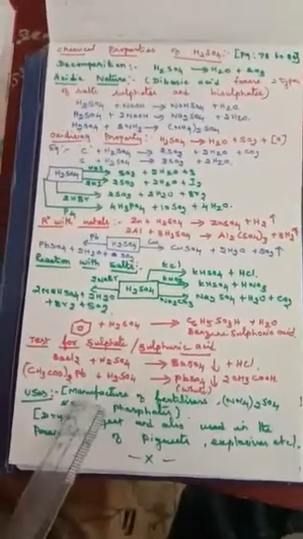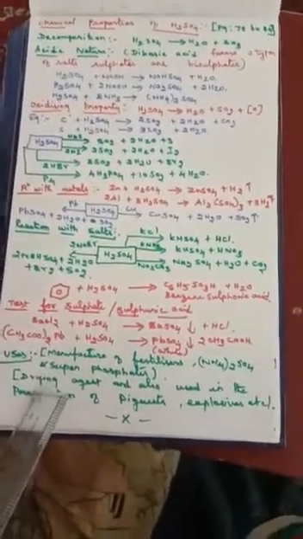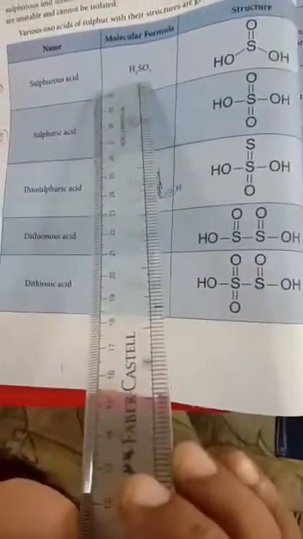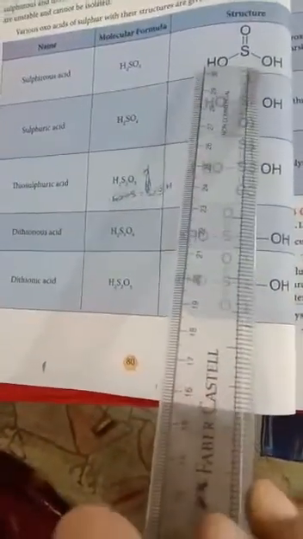Before we see the uses of sulfuric acid, first let us see the structure of oxo acids of sulfur. Here, many sulfur oxo acids are given. The first one is sulfurous acid, H2SO3, and you can see the structural formula.